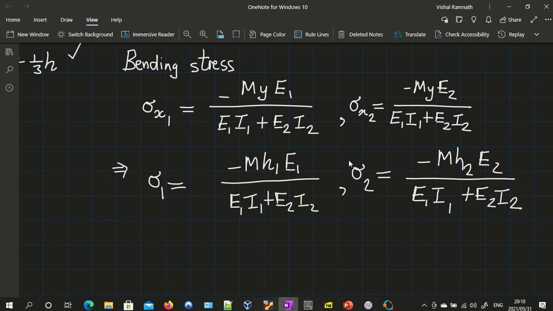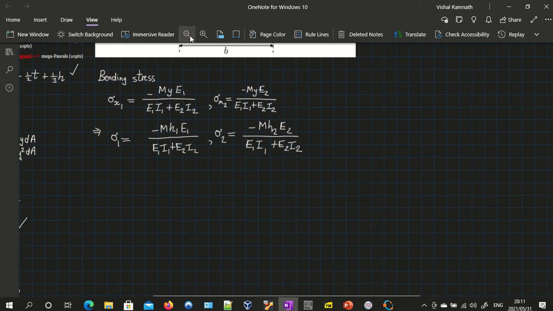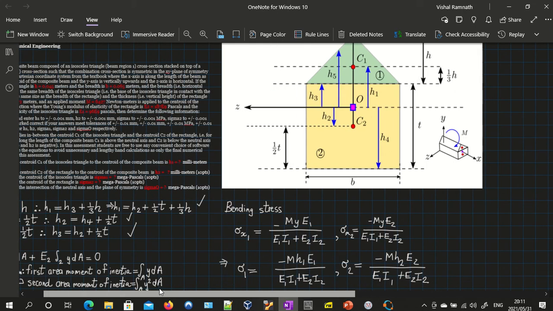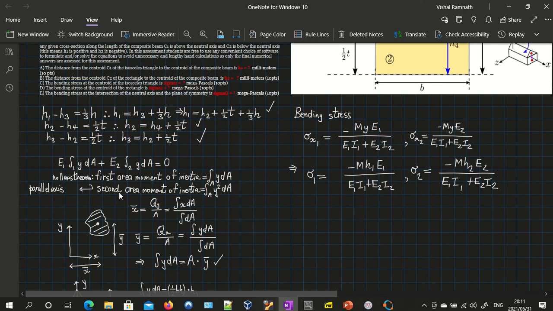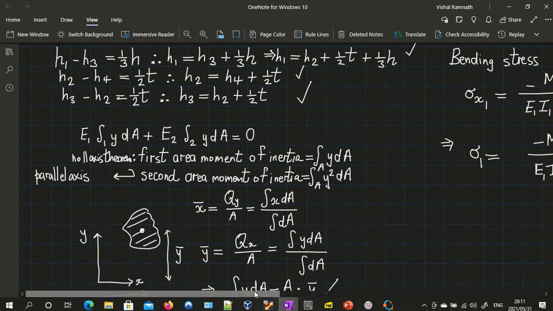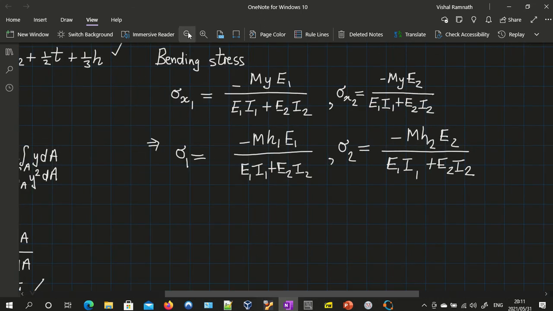Okay. Now, we've got the bending moment, the Young's modulus, the h1, the h2. We just need to work out the moment of inertias. What are the moment of inertias? We have a triangle, we have a rectangle. And these are what is known as the second area moment of inertias, the integral of y squared dA. Now, we don't need to work this out from first principles because these formulas are standard formulas that we are expected to remember or be familiar with.